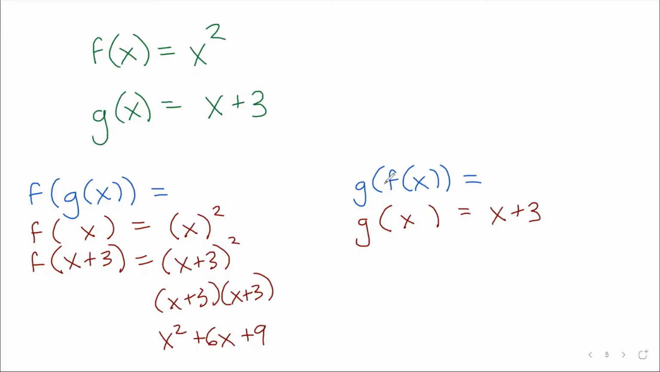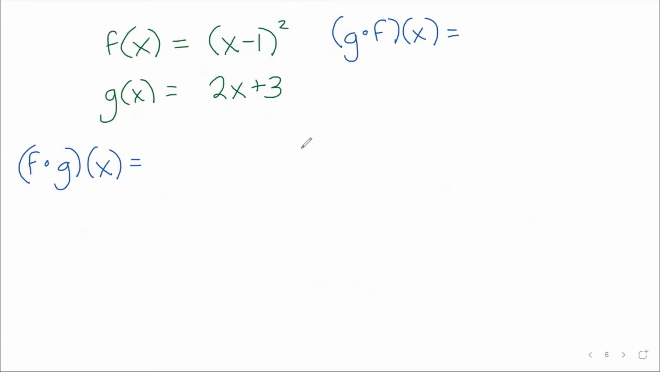What we're looking for is g of f of x. We know what f of x is. That's x squared. So every place I see x in this line, I'm going to replace it with x squared. And that's it. That's g of f of x. So you can see totally different result. Okay, let's try this again with a couple more.